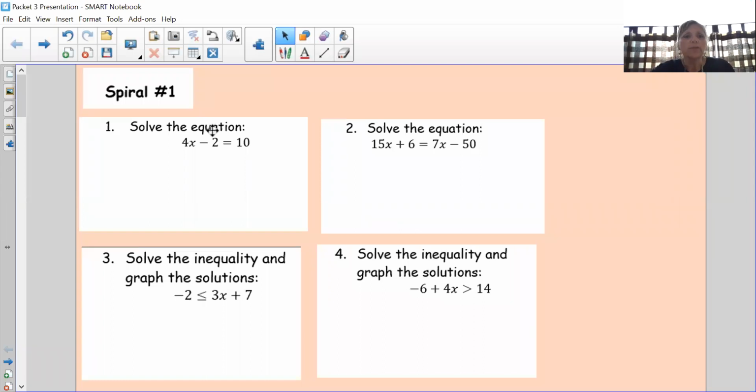Okay, so what we're going to be doing is just going back through units 1, 2, and 3: equations, inequalities, stuff like that. So let's get started. Let me pick a color.